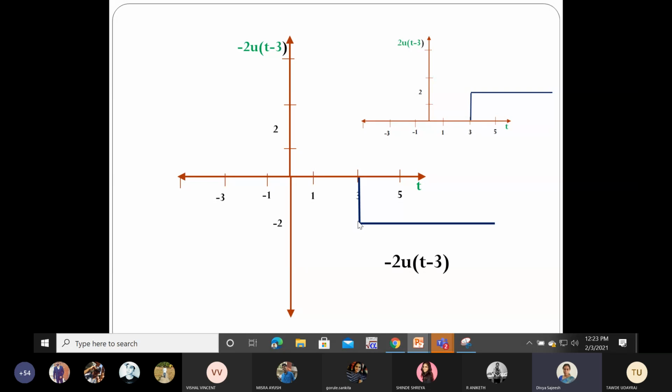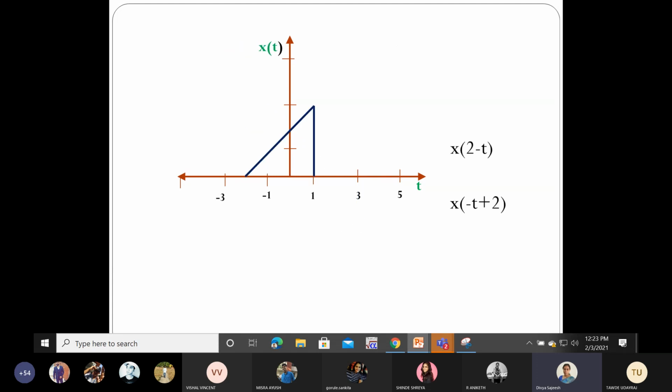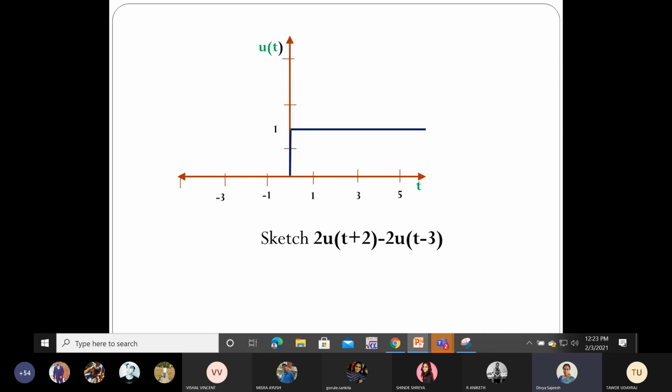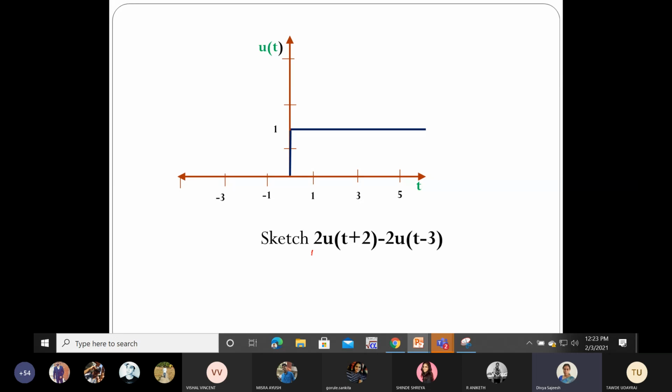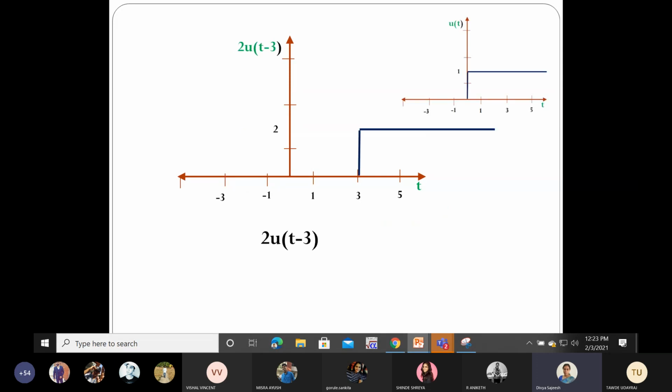So finally what you have to do is add these two signals. Let us go back to your original question. Sketch 2u(t+2) and minus 2u(t-3). So what we have done is we have obtained the signals separately. That is 2u(t+2), we got one signal, and another signal we got as minus 2u(t-3). We got these two signals separately. Now we can add them together to obtain the final signal.